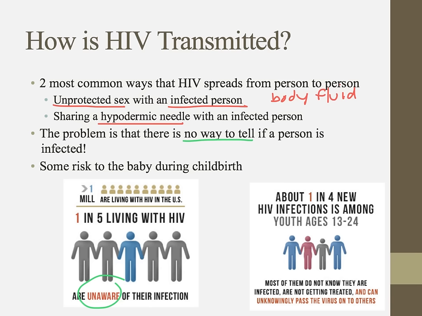So if we don't know we have it and we're not getting treated, then we have multiple opportunities to spread the HIV virus to others, and it can be really dangerous. There is some risk to the baby during childbirth, not a ton. Mom and baby don't actually share blood the way that you think they do, so it's not automatic that if mom has it, baby has it too. It doesn't work that way, but there can be some risk there. Notice you cannot get it from sneezing on someone, kissing someone, shaking someone's hand, etc. These are the major modes of transmission.